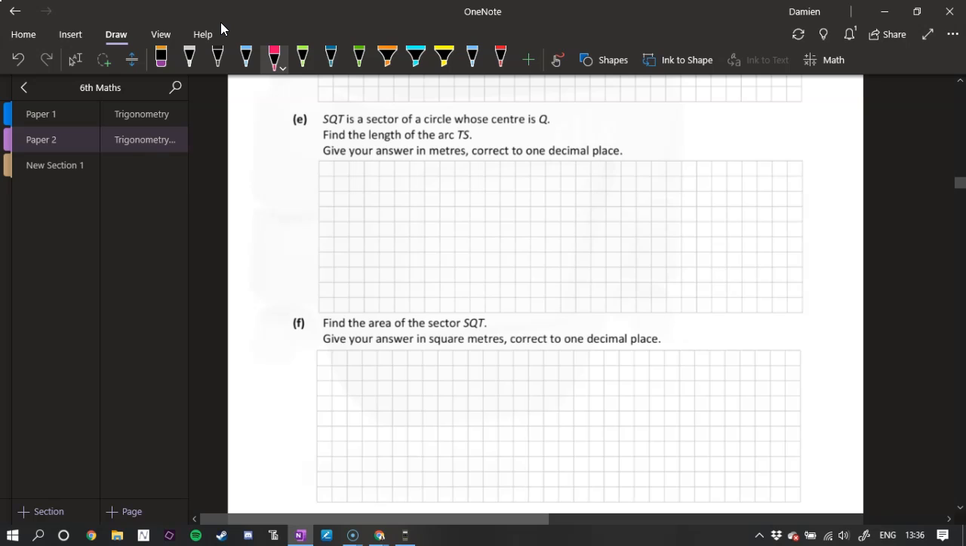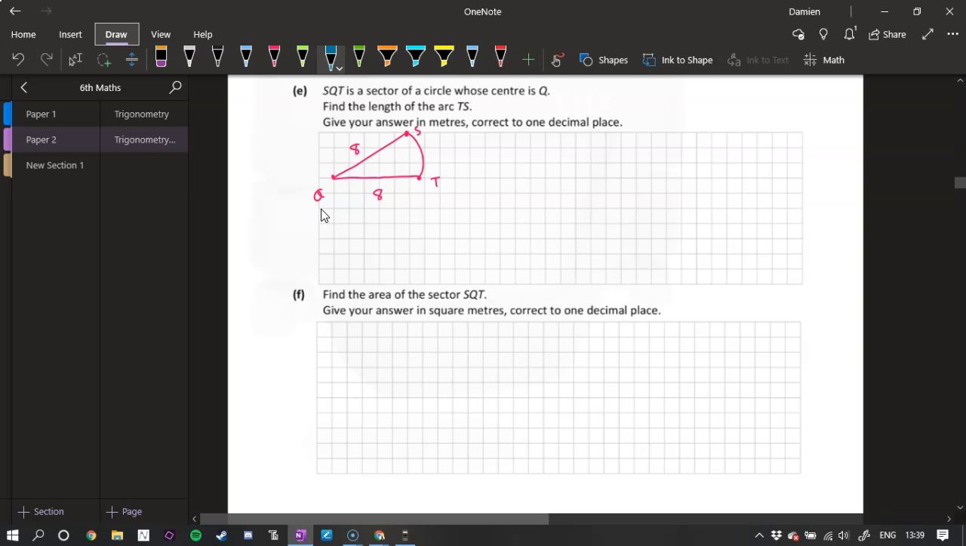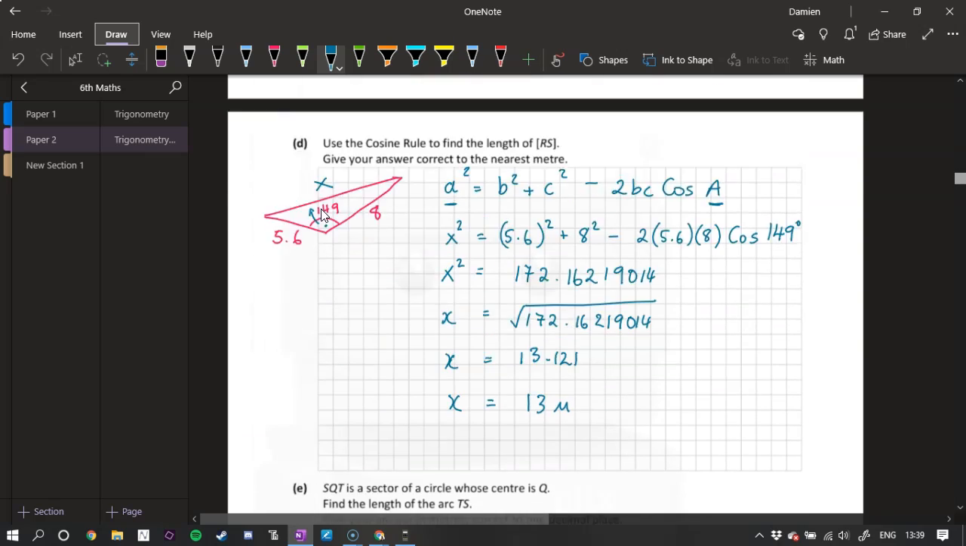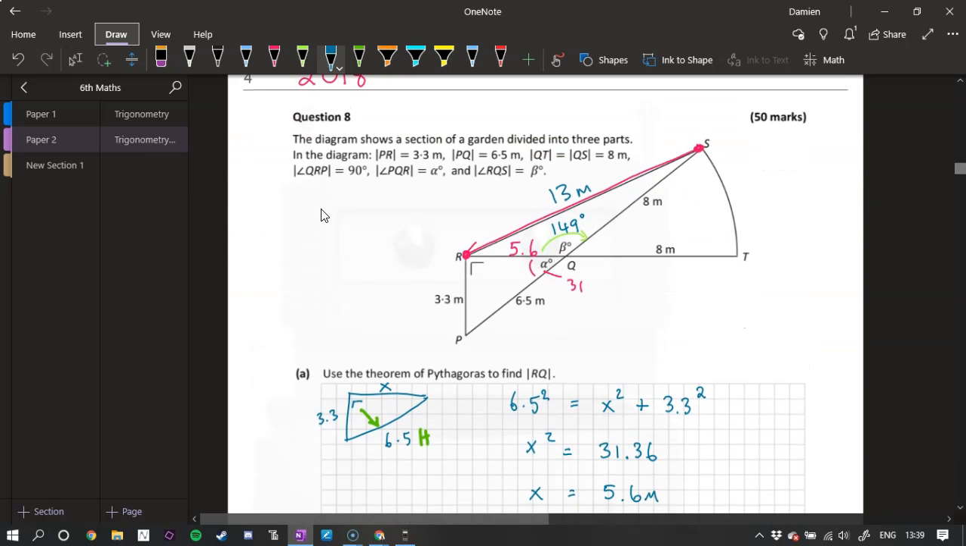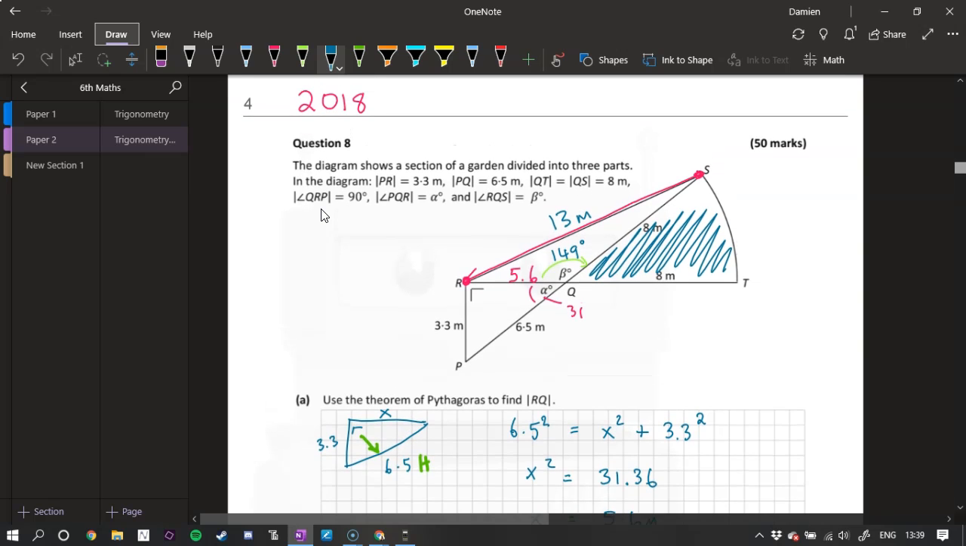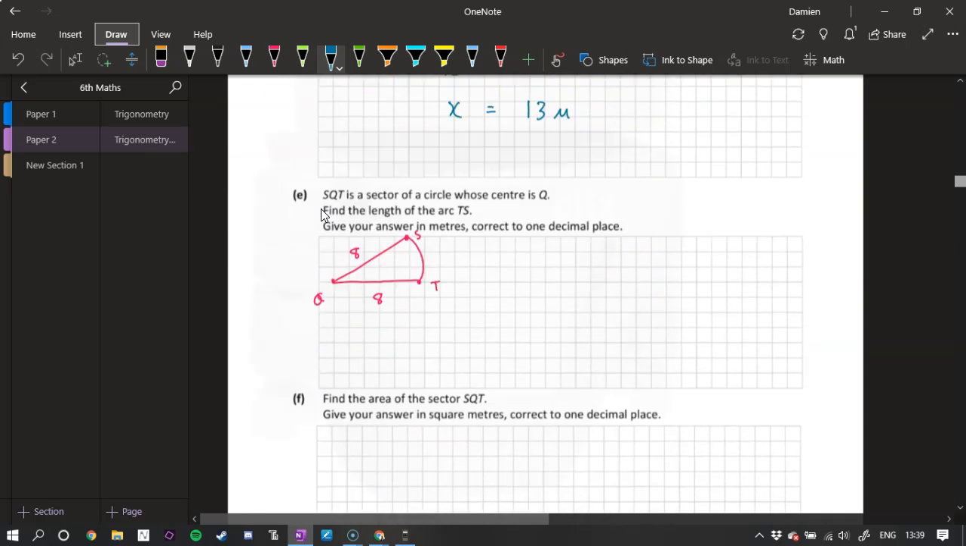Okay. SQT is a sector of a circle whose center is Q. Find the length of the arc TS and give your answers in meters correct to one decimal place. So what I'll do is draw a little diagram of this and I'll be back in 1 second. So in this one we've got our diagram drawn. This is taken straight out of our diagram up here. So we're looking at this particular shape here: 8 and 8 and then the ST arc.